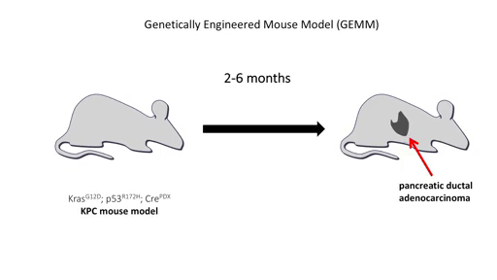This KRAS P53 PDX-CRE mouse model, in short KPC model, develops endogenous pancreatic tumors between the age of 2 to 6 months.